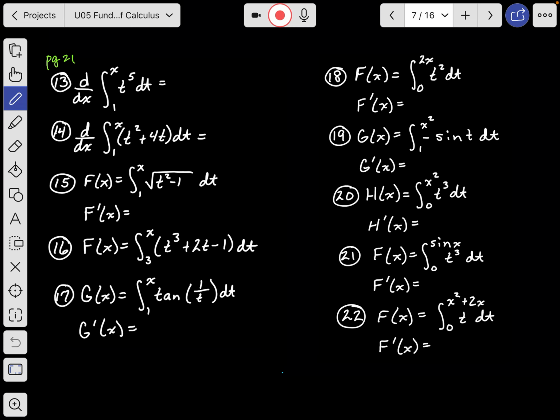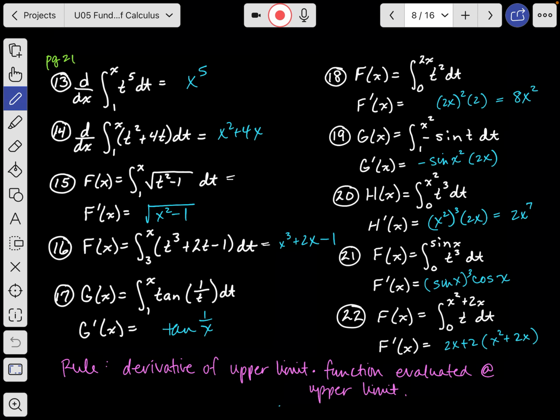All right, so here they are. Hopefully you worked through these. So in this first one, we just have x to the 5th. In the second one, x squared plus 4x. The third one, square root of x squared minus 1. The next one, x to the 3rd plus 2x minus 1. And the last one in this column is just tangent of 1 over x. That's when all of our lower limits are just constants, because when we take the derivative, they go to 0.